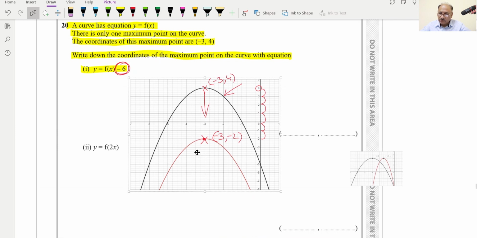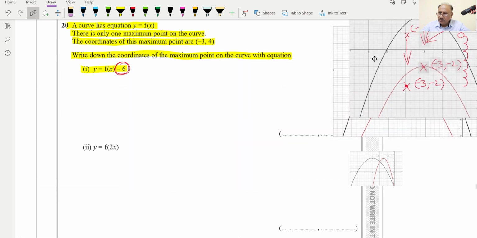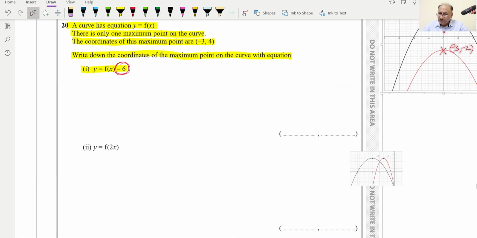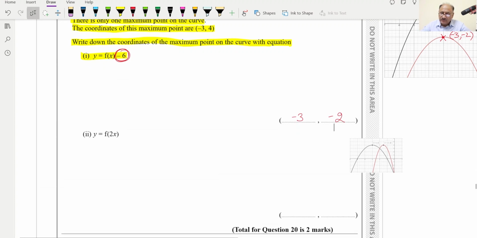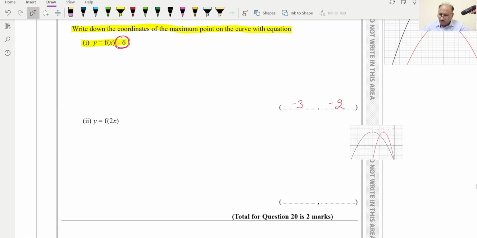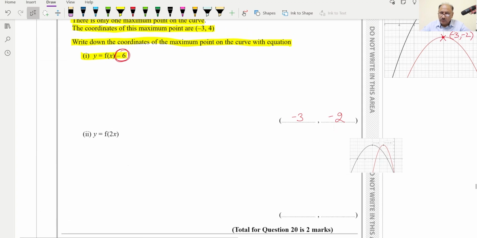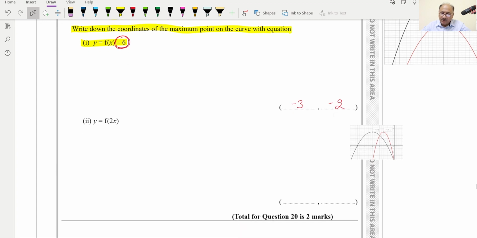I have inserted this graph for your explanation, so I'm just removing it. Next, the coordinates are -3 and -2. I've explained how we got this -3 and -2. This is basically a 1 mark question, so the explanation which I have given is for your understanding. They require just the point.